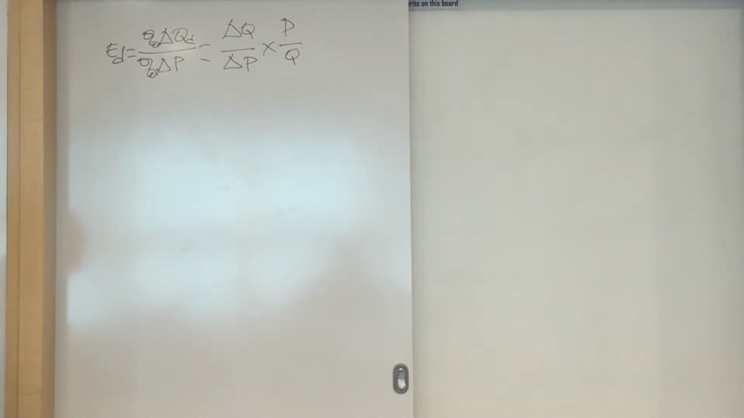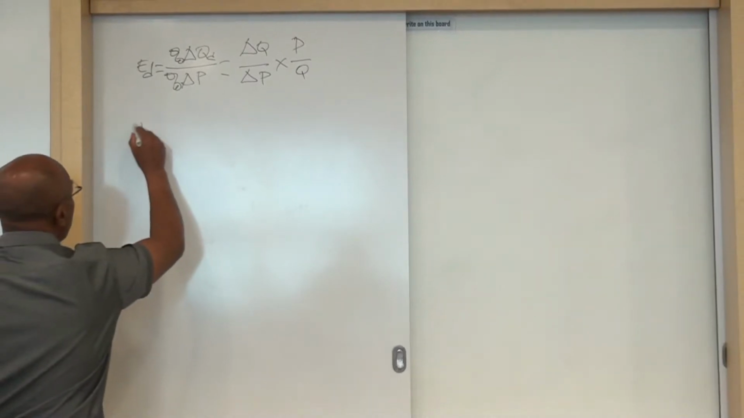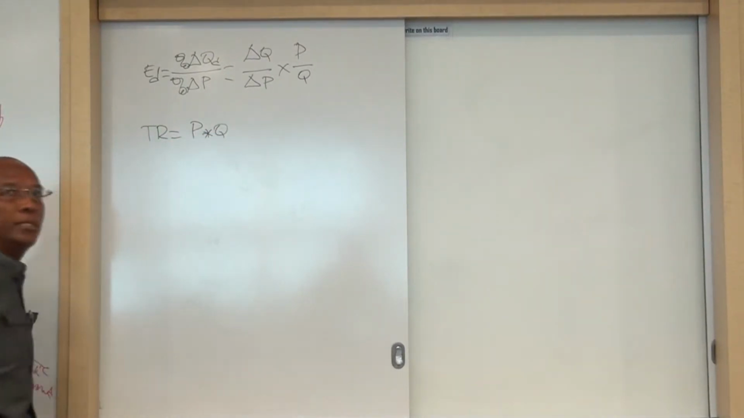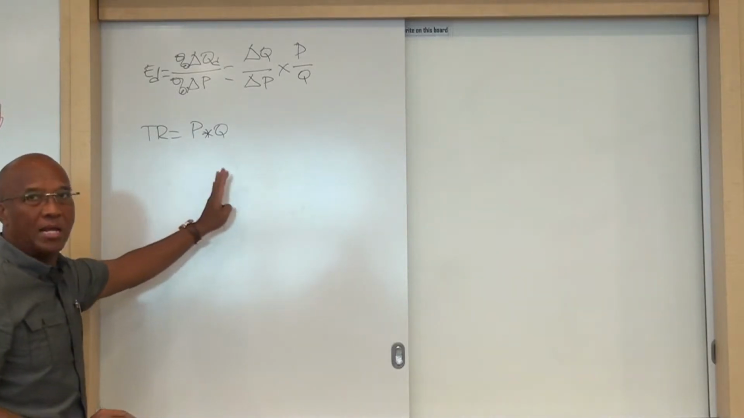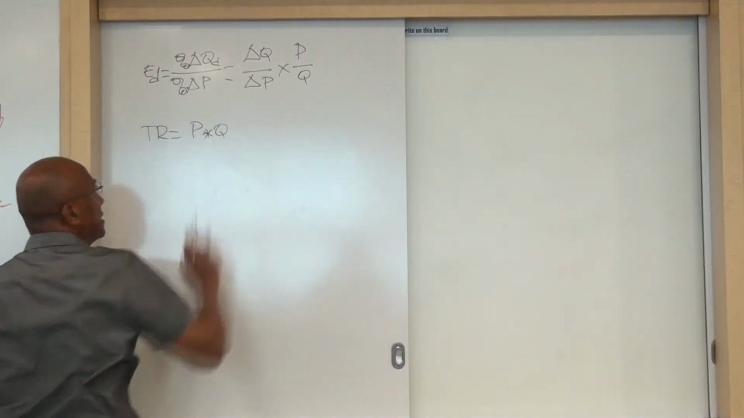So from there, let's take a look at what is total revenue. Total revenue matters a lot. Total revenue is equal to price times quantity. If you look at that, the variables on the right-hand side are totally similar to the variables that are used in elasticity itself.